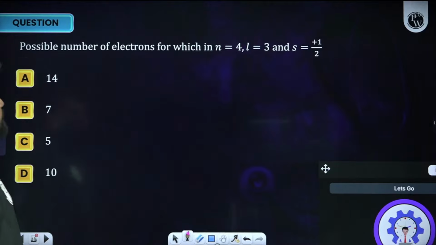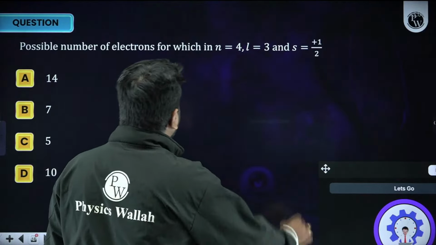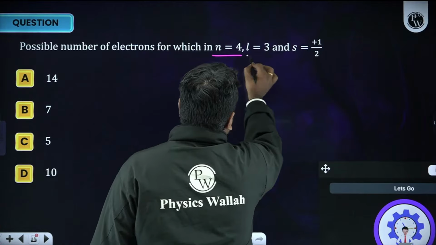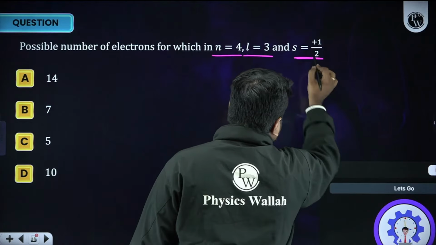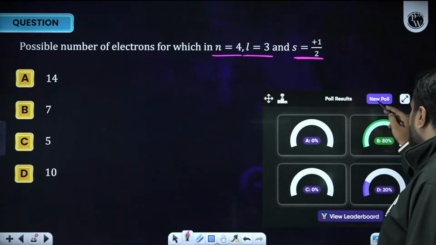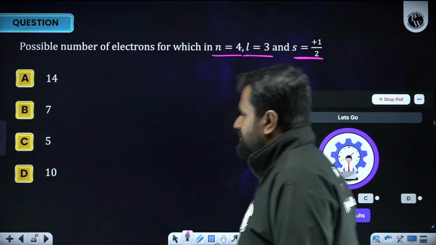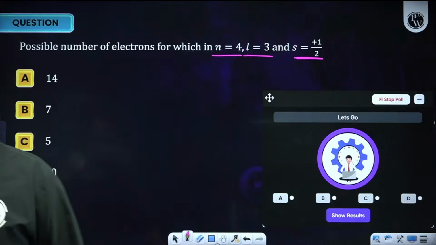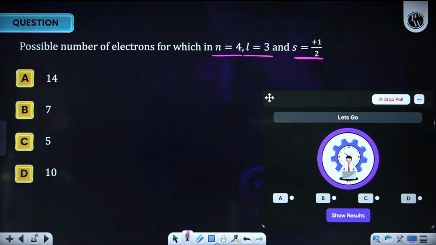Next, possible number of electrons for which n is equal to 4, l is equal to 3, s is equal to plus 1 by 2. Yes. Possible number of electrons.